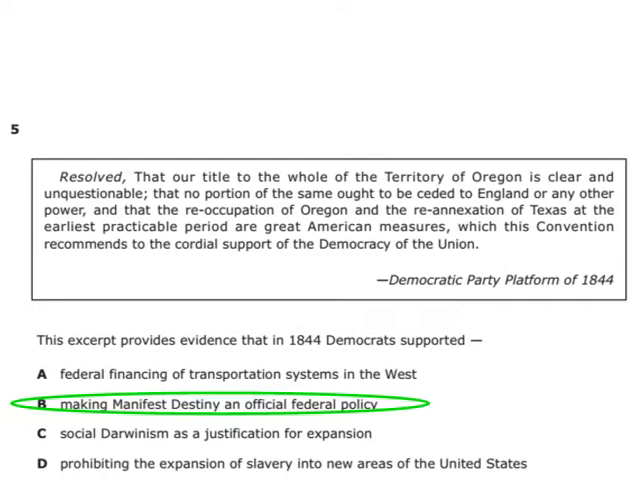This is talking about we need to gain the land of Oregon Territory. We need to gain Texas. We need to gain more and more land. That is manifest destiny.